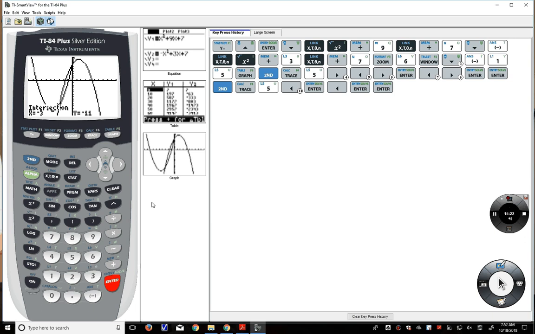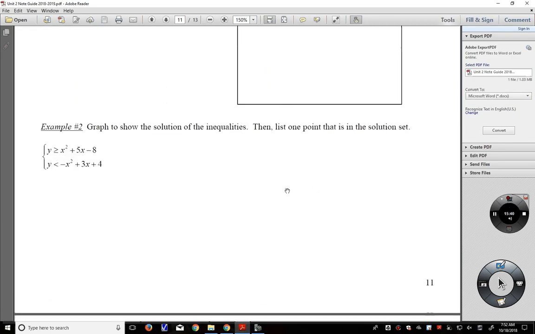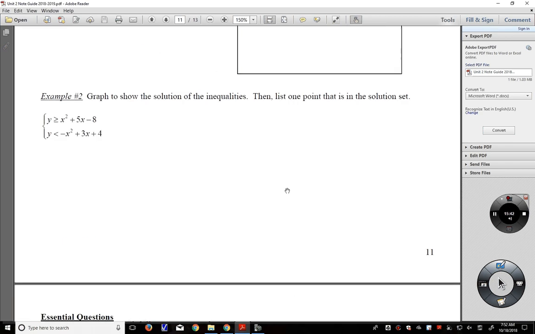Okay. All right. So are we good with systems? We can solve them by hand, and we could use technology to find the places where things intersect. Okay? So then the last thing we're going to do is, what if it's a system of inequalities? Okay? So this is kind of like we worked on yesterday. So the very last example in your notebook.